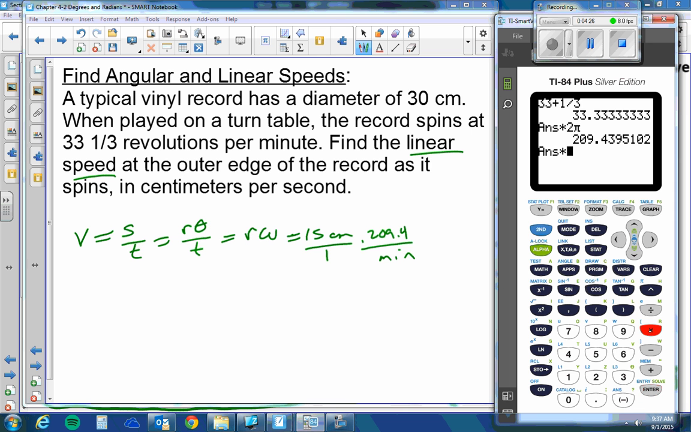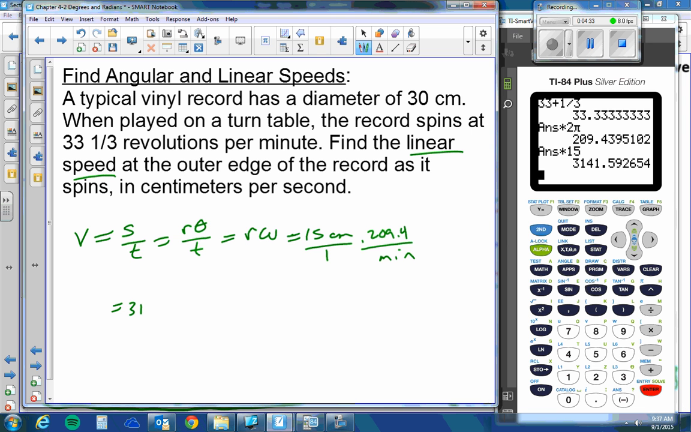So 209.4 times 15 gives us around 3,141.6 centimeters per minute. And that's your linear speed. But it's not the answer we're seeking. Why? They changed it to per second. So, I don't know why. If they're going to do per second, they should have done that here, I think, but they didn't.